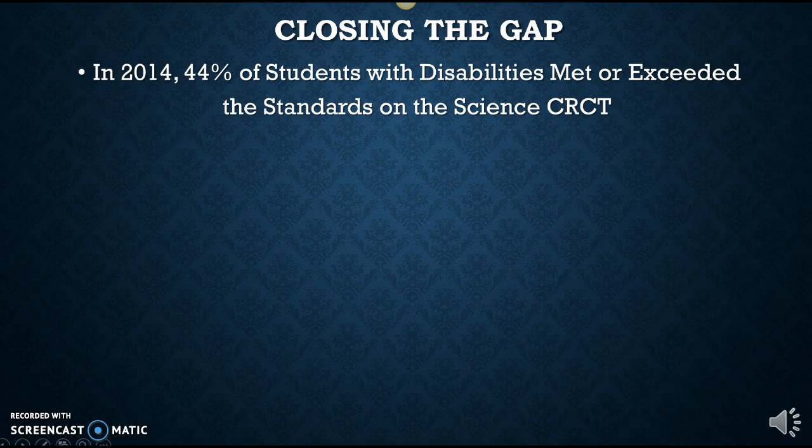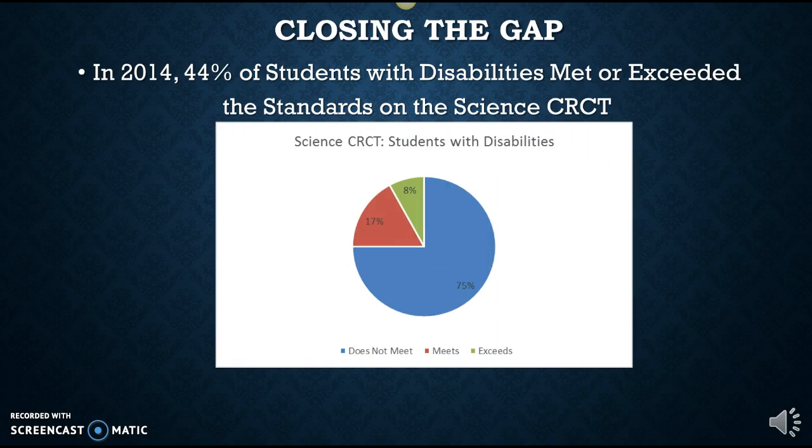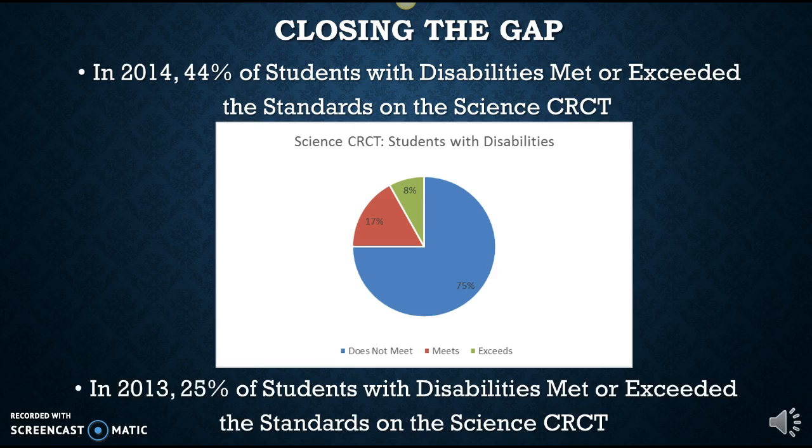Okay, so this is where I really like looking at data when it is over several years. So in 2014, we've established that 44% of students with disabilities met or exceeded the standards on the Science CRCT. But look at this graph from 2013, where 25% of the students with disabilities met or exceeded the standards on the Science CRCT. So we are closing the gap, and there is improvement in that subgroup.